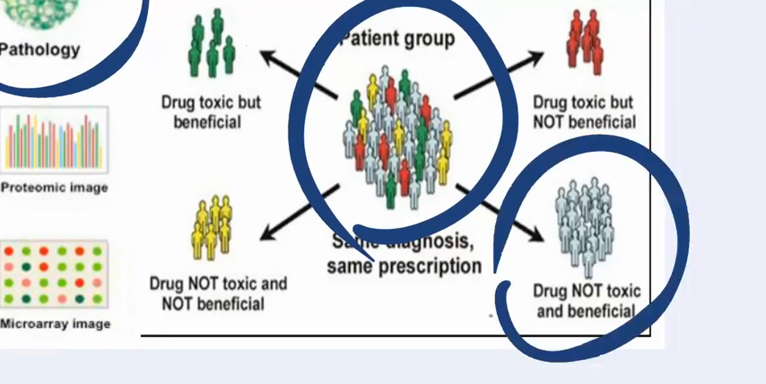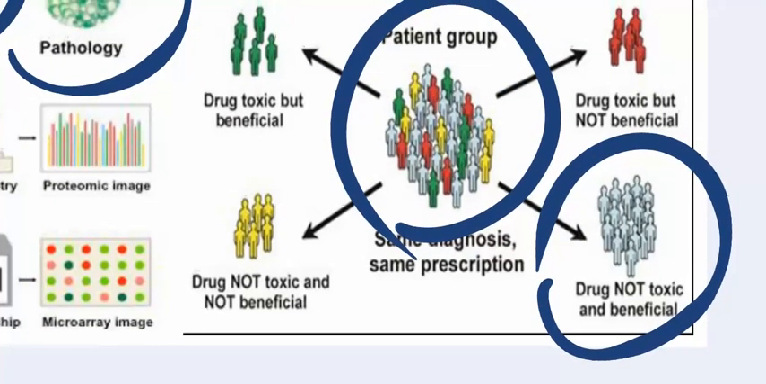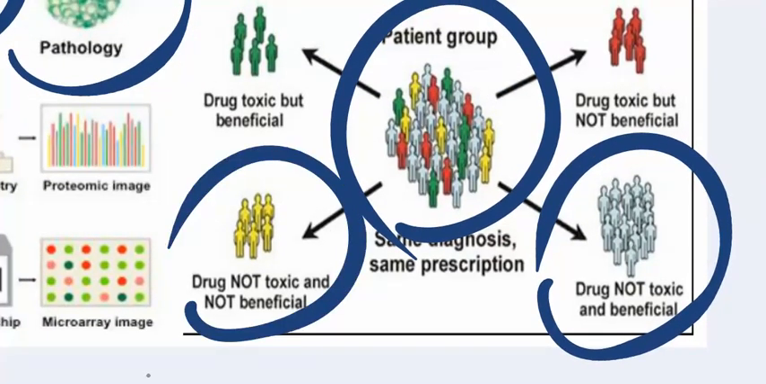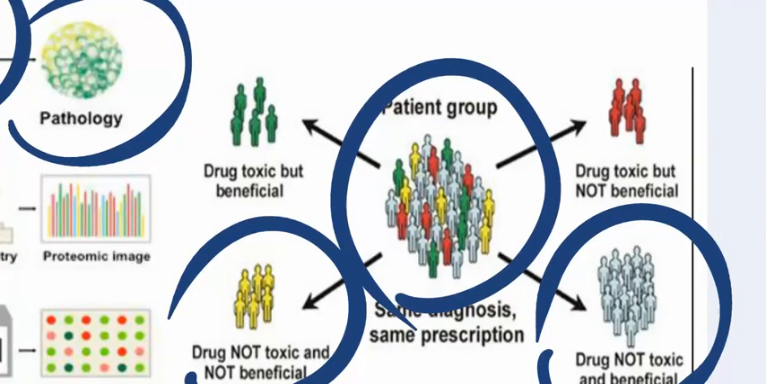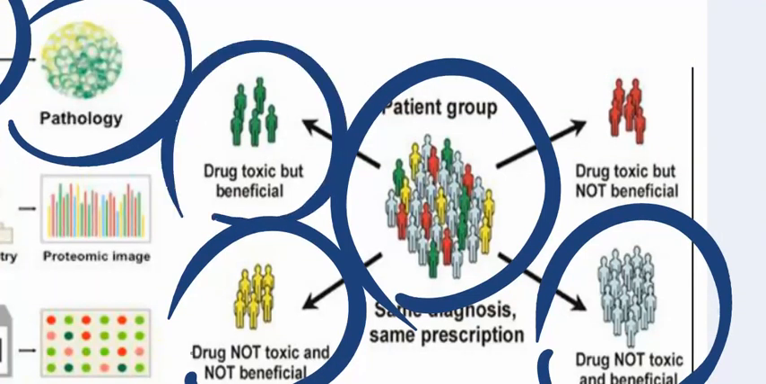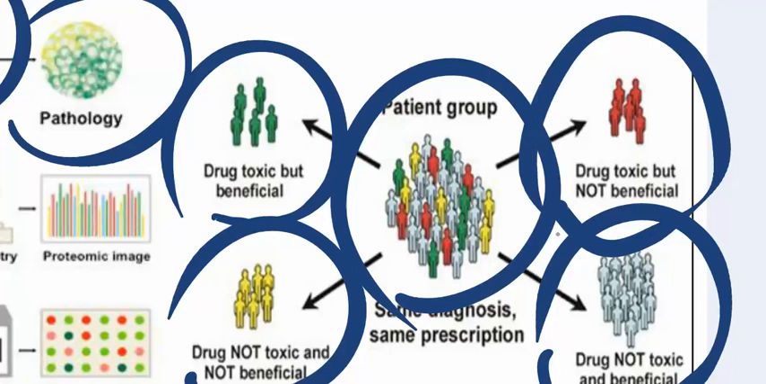But when you look at the population, there is only a certain group that the drug is going to be beneficial to, and it won't be toxic to them. Then there are others that the drug will not be toxic to, but they're not going to benefit. Then there are those that the drug is toxic to, but they will benefit. And there are those that the drug will be toxic to, and they won't benefit. So they completely lose.